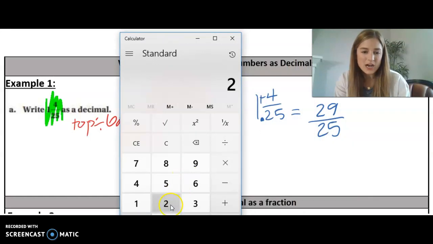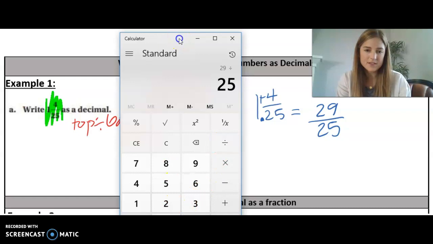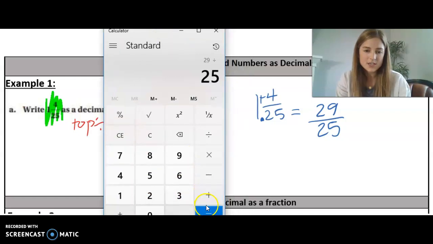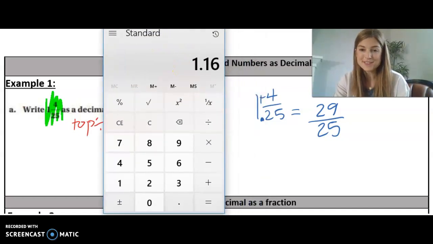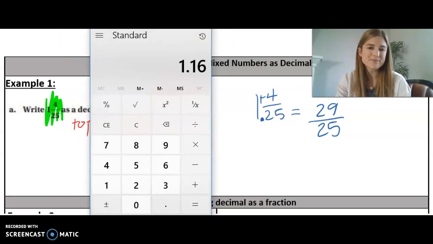You are going to do the top, 29 divided by 25. And then you'll hit enter, and you get 1.16, which is what we got before. But I would recommend this method just because it's a lot easier and what we're going to do on the next example. So the next example is where I need your most attention.